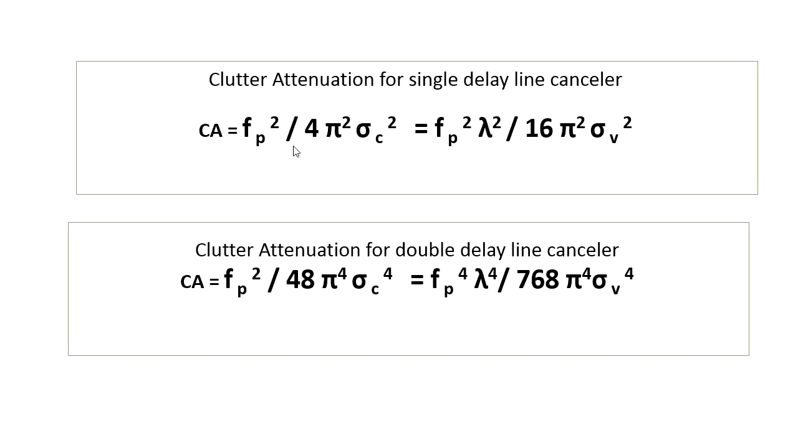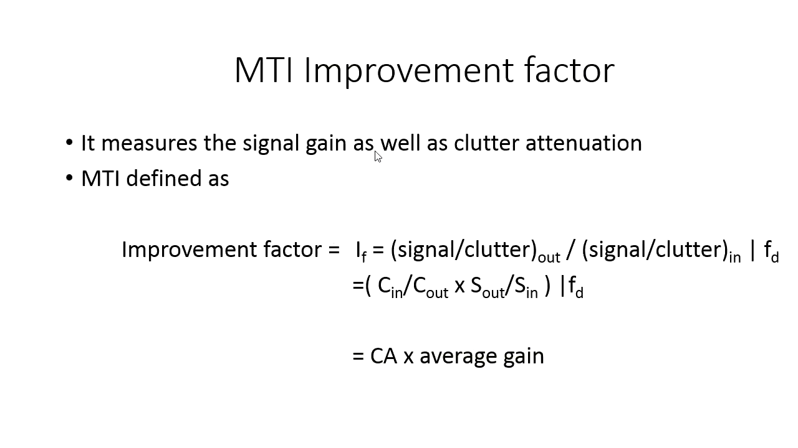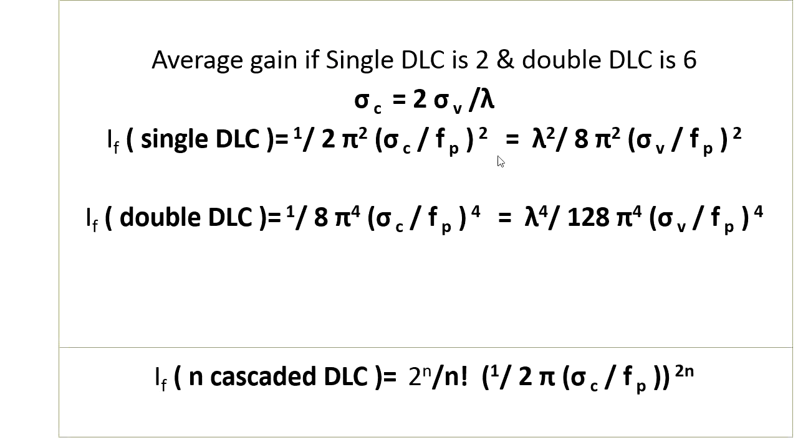The improvement factor is the product of clutter attenuation and average gain. So if I substitute clutter attenuation equal to Fp square divided by 4 pi square sigma c square and average gain 2, I will get the equation for the improvement factor for the single delay line canceller. Similarly, if I replace sigma c with 2 sigma v by lambda, I will get the expression in terms of standard deviation in meter per second.